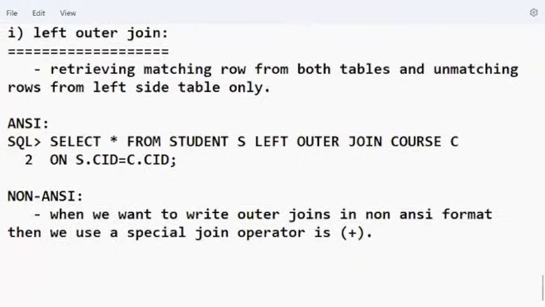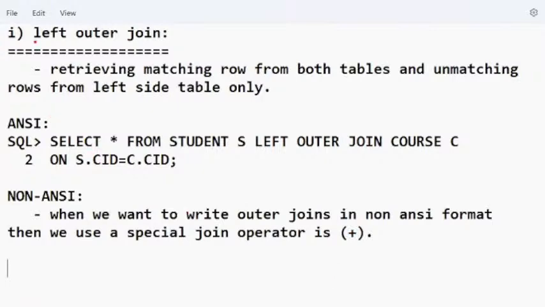Okay. So now here, the plus symbol I'm going to use, with the help of this symbol I can predict my left outer and right outer joins. And here, carefully observe one blind statement. What is a blind statement?